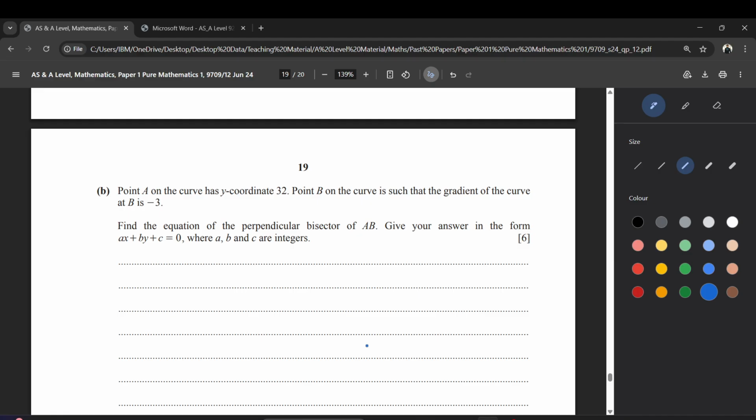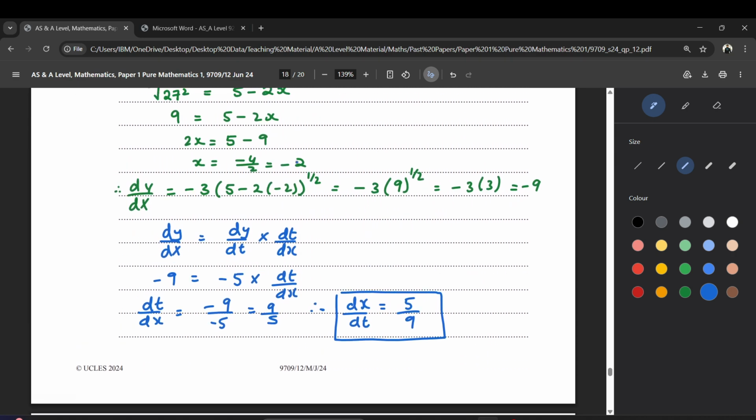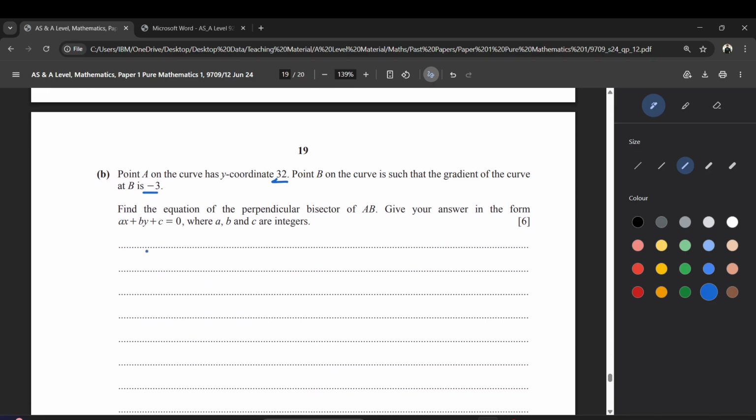Part B, the last part of this question and also the last question on this exam paper. Point A on the curve has y coordinate 32. Point B on the curve is such that the gradient of the curve at B is minus 3. So when y was 32, we also found out the x coordinate. It was minus 2, right? Over here, this one. So therefore, we know the coordinates of A. So A is (minus 2, 32). Okay, that's the first thing.